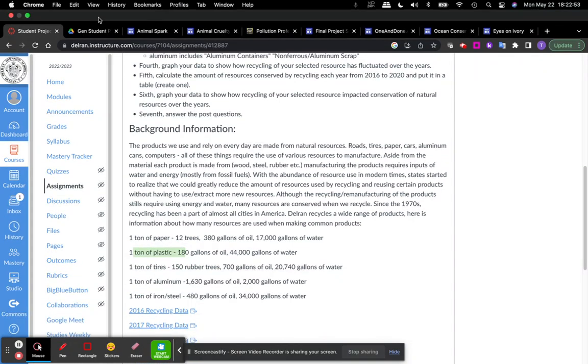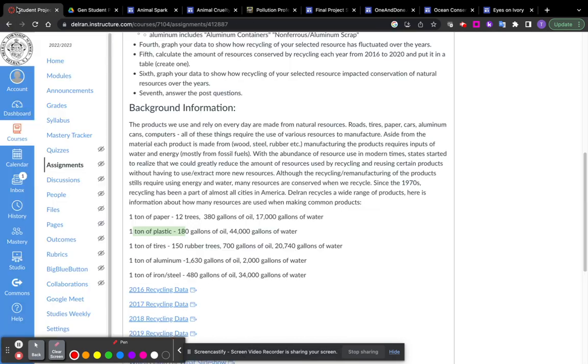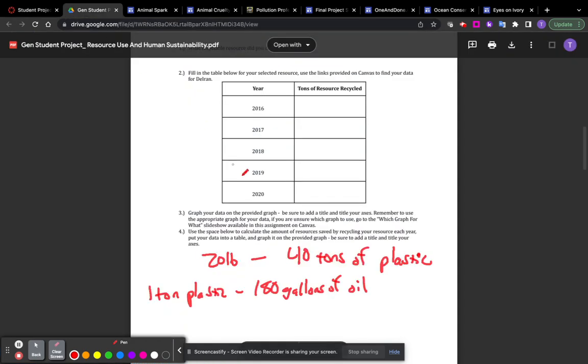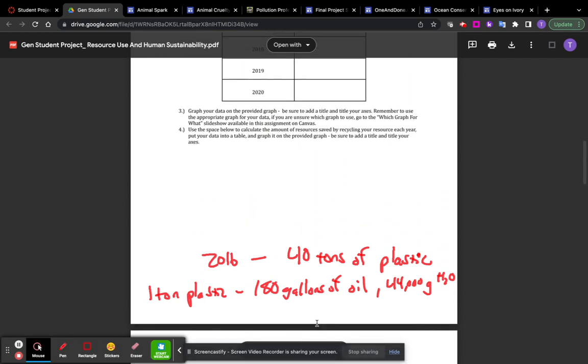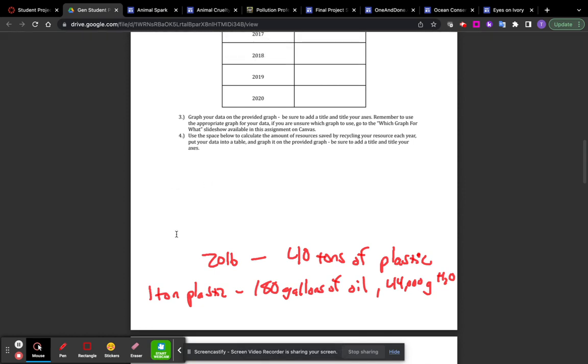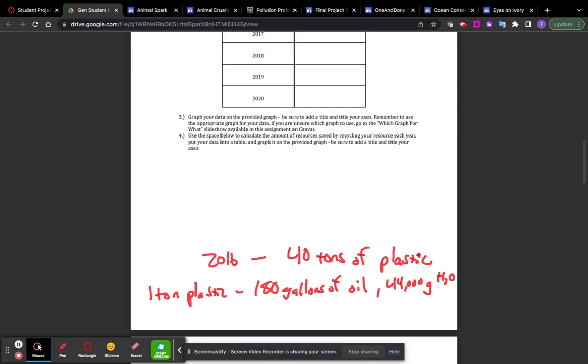So 1 ton of plastic, I'm just going to write this down so we have it all on the same page. So for 1 ton of plastic, it's 180 gallons of oil. And it said 44,000 gallons of H2O, of water. Crazy. Okay. So now we have our information. What we have to do now is figure out how much oil and how much water was saved by, in 2016 at least, recycling 40 tons of plastic.